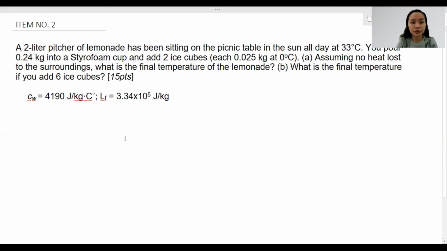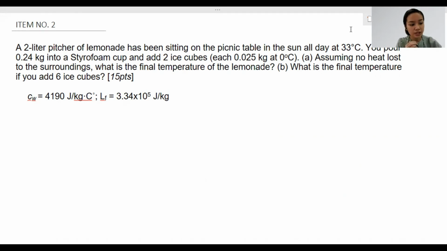Now for example number 2, we have here a 2-liter pitcher of lemonade that has been sitting on the picnic table in the sun all day at 33 degrees Celsius. You pour 0.24 kilogram into a styrofoam cup and add 2 ice cubes, each 0.025 kilogram at 0 degrees Celsius. Now, assuming that no heat is lost to the surroundings, what is the final temperature of the lemonade? Letter B, what is the final temperature if you add 6 ice cubes?